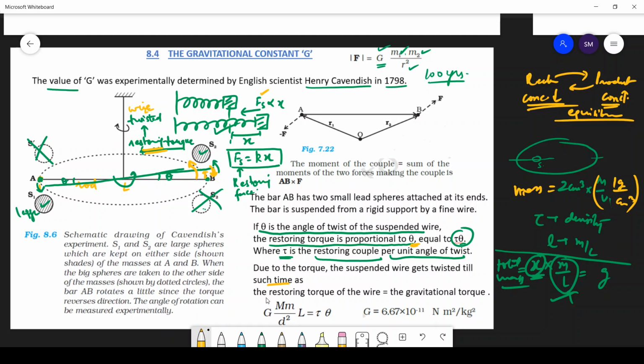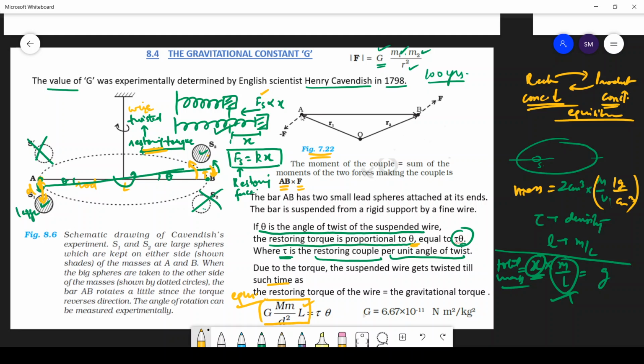that when equilibrium is reached, at equilibrium this gravitational force is G m1 m2 by r square. Here d is the distance between this small sphere and the capital sphere, and this L is the length of the rod. Now how have we written this? We can write it as AB cross F.